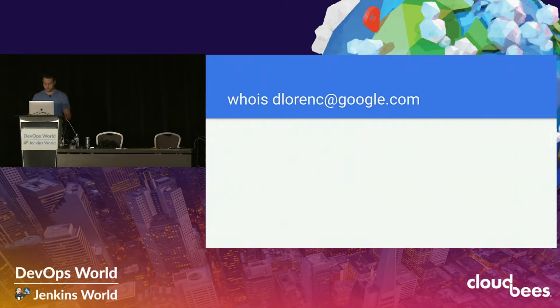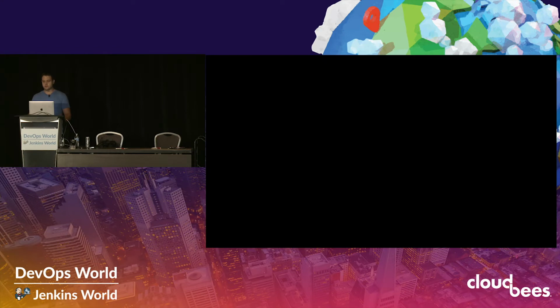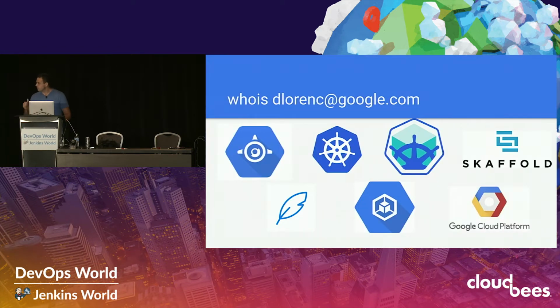Thanks everybody for coming. My name is Dan Lawrence, and I'm going to be talking about how to make slightly more secure GitOps pipelines using Jenkins X.